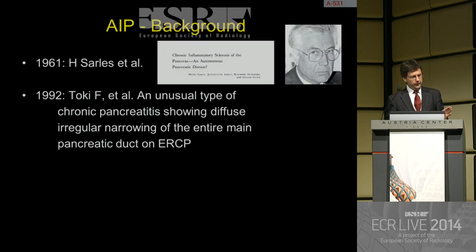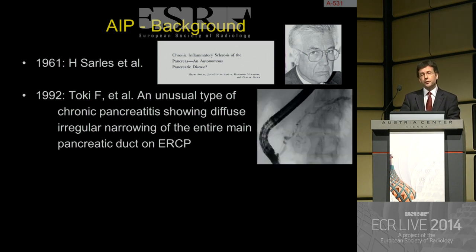Let me start with the background. It was back in 1961 that Henry Sarles wrote the first paper on a chronic inflammatory sclerosis of the pancreas, query an autoimmune pancreatic disease. And this paper came into the literature, and nothing much was said for about 30 years. But in 1992, a further paper by Toki, an unusual type of chronic pancreatitis showing diffuse irregular narrowing of the entire main pancreatic duct on ERCP, was published, and I show the original image from this, and you can see that the whole main pancreatic duct is narrowed here.